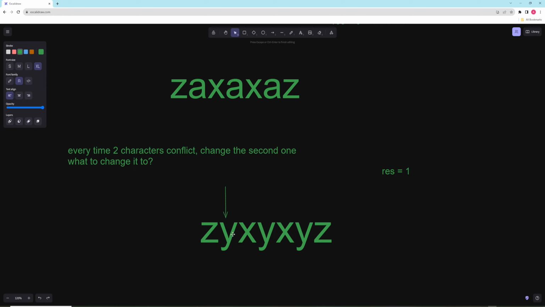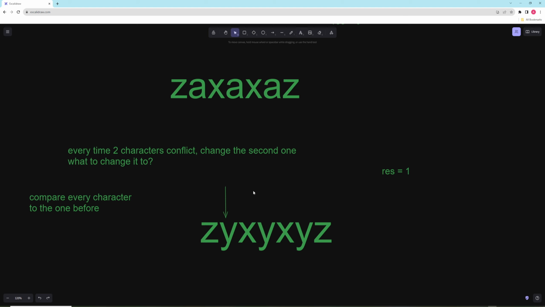Well, now that we know we're going to change this character, we don't actually have to go over here, because remember, we're going to be comparing. Let's write that down as well. Compare every character to the one before. So if we know we're going to change this Y, we don't have to go to X and compare to Y, because we're going to change Y to a character that makes it not be almost equal to Z or X. So if we change a character, if we say we're changing a Y, we can go 2 characters forward. So now we can go over here.